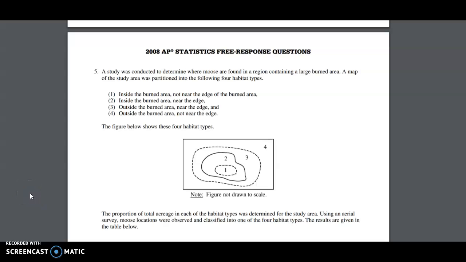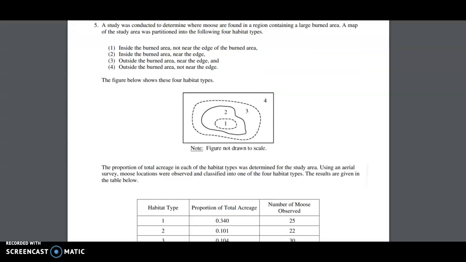The first chi-squared test that's normally studied is chi-squared goodness of fit, which is what this 2008 question number 5 is corresponding with. So looking at moose and which region they're found in a large burned area, split into 4 different categories. 1 is inside, really in the middle. 2 is in but near the edges, 3 is outside, close by, and 4 is really as far away from the burned area as possible. Figure not drawn to scale.